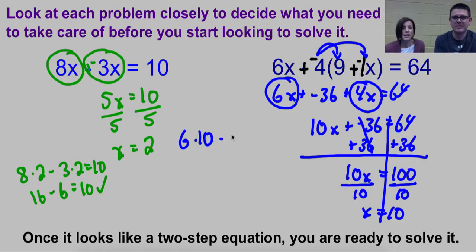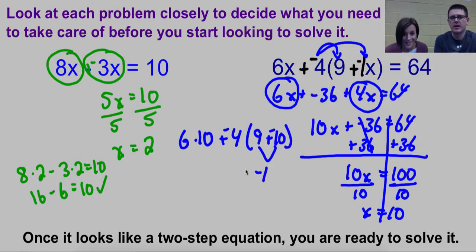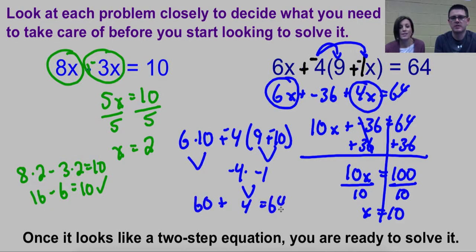6 times 10 plus a negative 4 times 10, 9 plus... Was it minus? Yeah, you got it. That gives us a negative 1. Negative 1 times a negative 4 gives us a positive 4. Plus 6 times 10 is 60. 60 plus 4 gives us the 64 we needed.